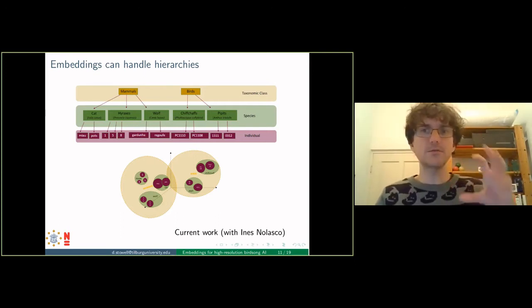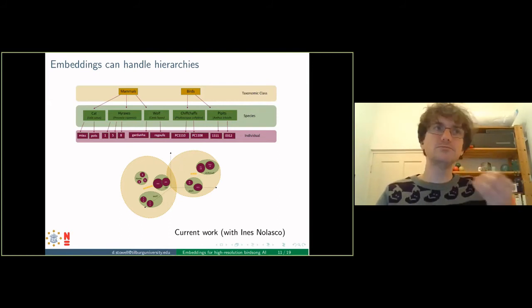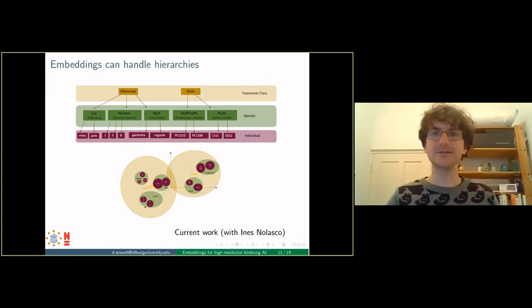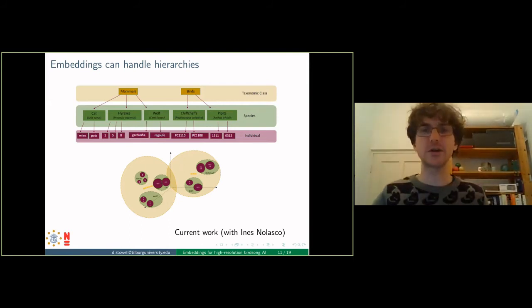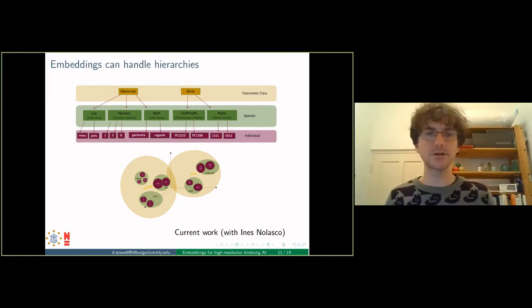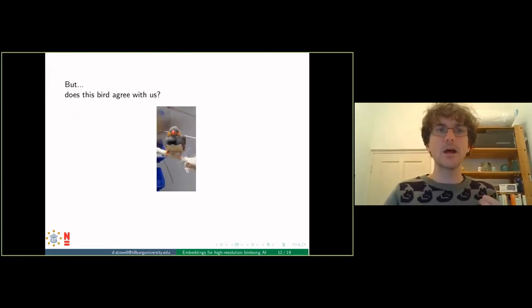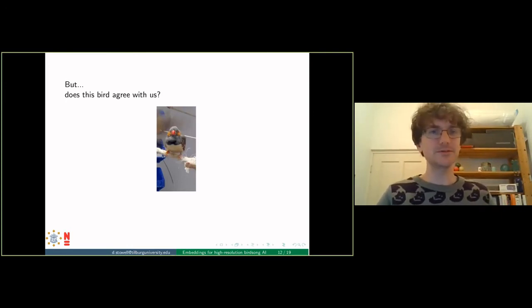And this is actually derived from what you might call human annotated data, right? So we have annotated the taxonomic class. We have annotated if that's the same individual. So we're actually starting from a pretty human-centric perception of what is important here. But does this bird agree with us?